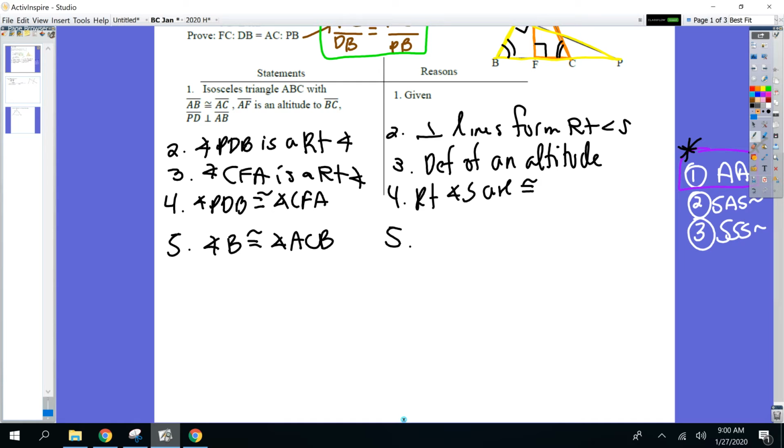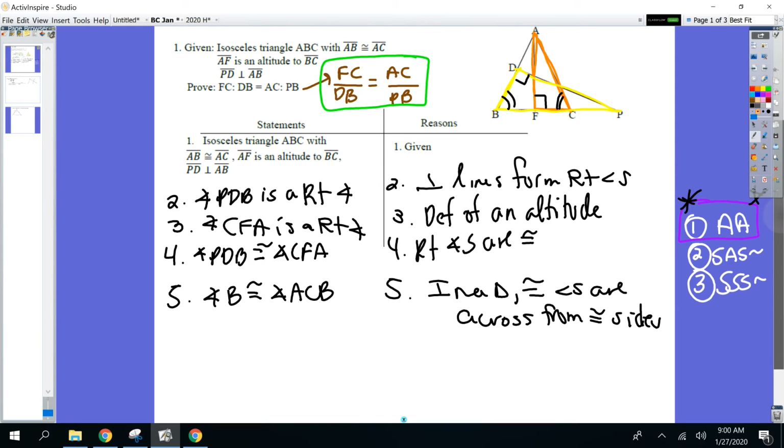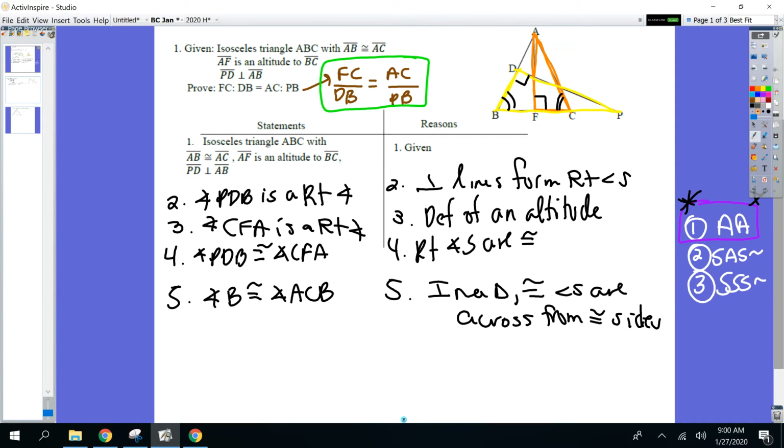We can also say in a triangle, congruent angles across from congruent sides. Again, if you want to put isosceles triangle implies base angles congruent, that's fine too. Do we have angle, angle? Is there anything else? Do we have angle, angle right now? Yep. So now you can tell me what about the triangles? Similar. Make sure you write the similar sign.